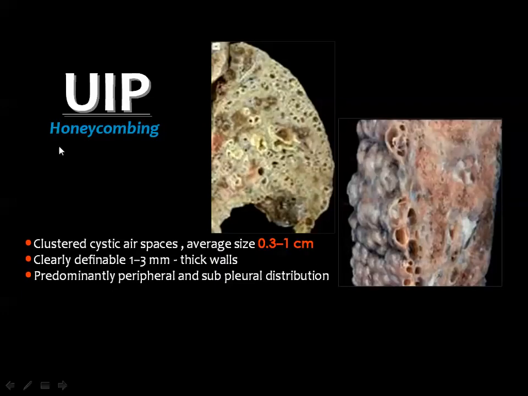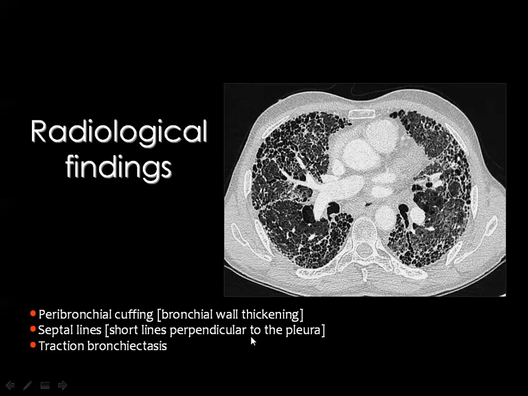This is what we mean by honeycombing: clusters of cystic air spaces. The average size is between 3 millimeters to 1 centimeter. They are well defined with a thick wall and they are predominantly present in the subpleural area.